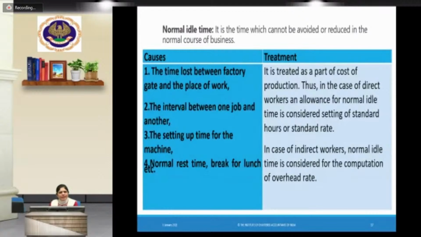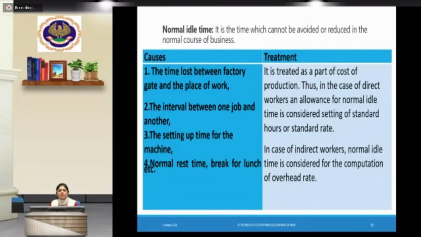So normal idle time: every laborer has to be given a lunch time, or there is the time lost between the factory gate and the place of work. So these are basically the causes where the worker is not doing anything. When the worker has entered the factory gate and is going to the place of work, he takes 15 minutes to go to his particular department from the factory gate. So again, that will be idle time.